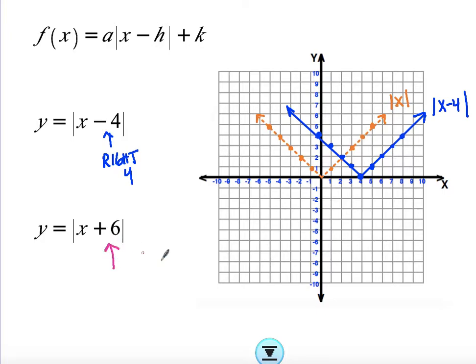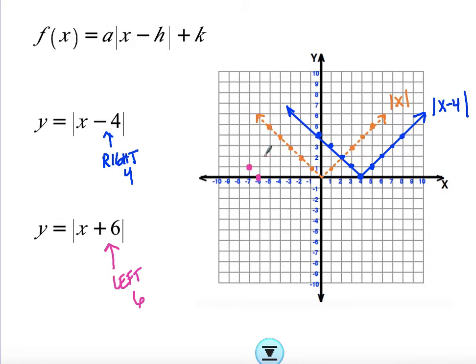Okay, this graph, we've got a plus 6 inside the absolute value. So that is going to be a shift to the left 6. Remember, it's opposite of what your intuition says. So plus is actually to the left. So this orange parent function is going to get shifted 6 to the left. This point here that was at 0, 0 will now be right here. Shifting this point to the left 6 will bring you here.